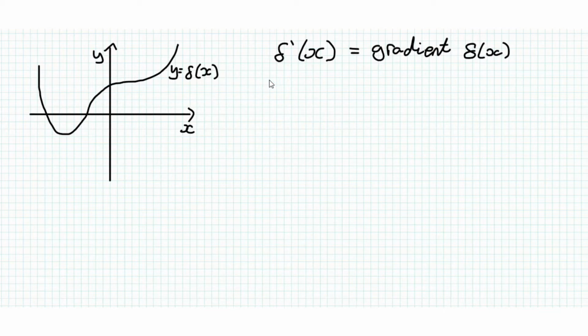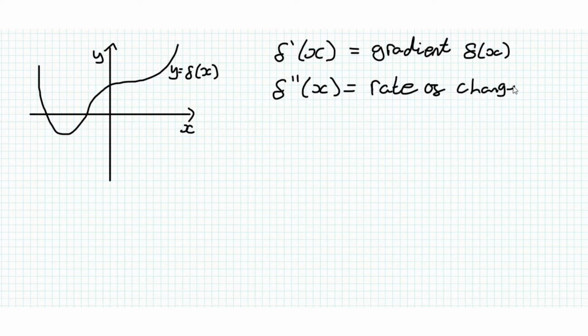And then we can actually take a second derivative, and pretty simple notation, we just put f double dash of x, and that's equal to essentially the gradient of the gradient, so the rate of change of f dash of x.